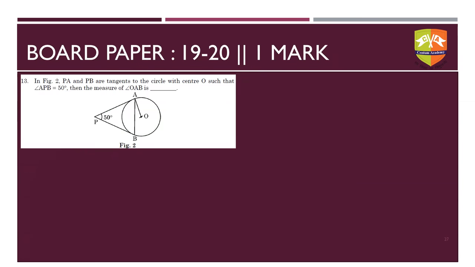Exactly the same thing we did previously. 25 degrees. Very good, so easy. So this is X. This is also X. So X is (180 degrees minus 50) by 2, which is 65 degrees. And angle OAP is 90 degrees because OA is perpendicular to PA. So angle OAB is equal to 90 degrees minus 65 degrees, which is 25 degrees.